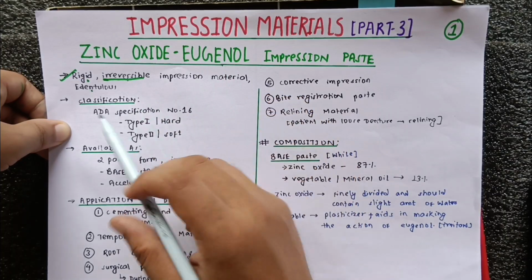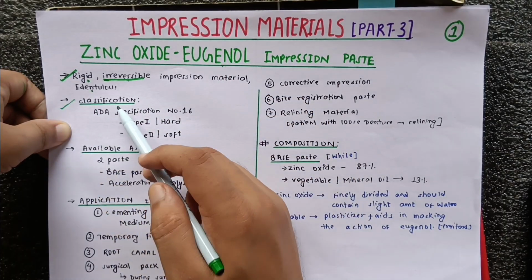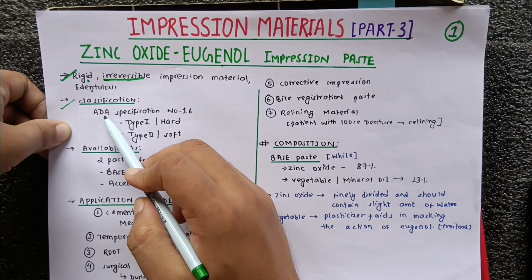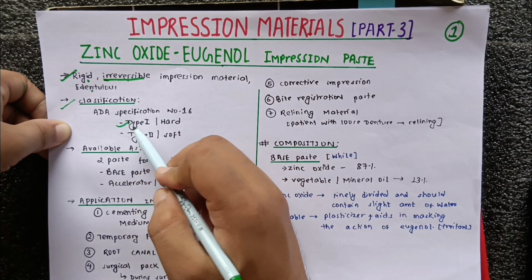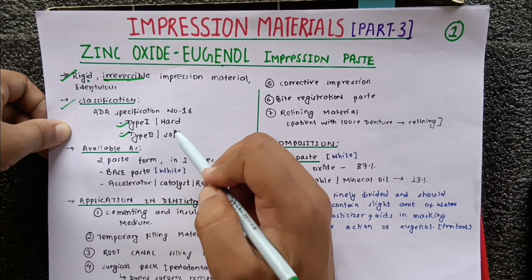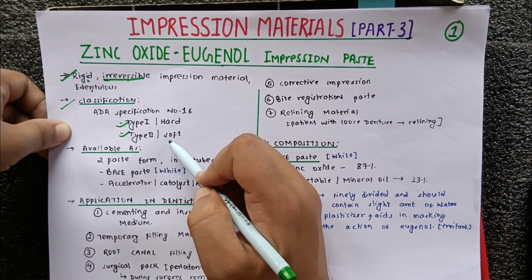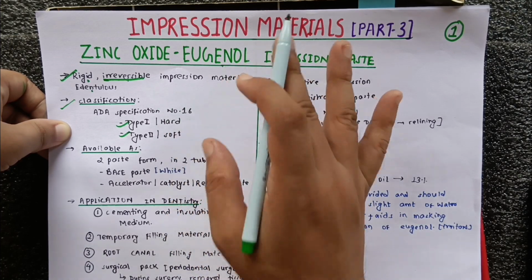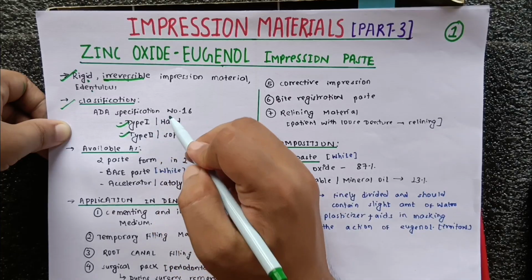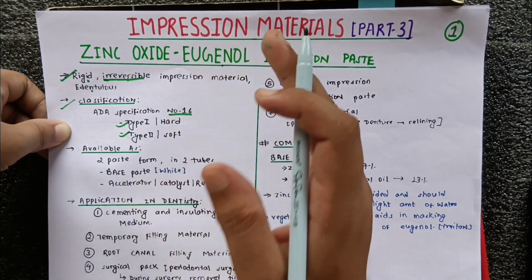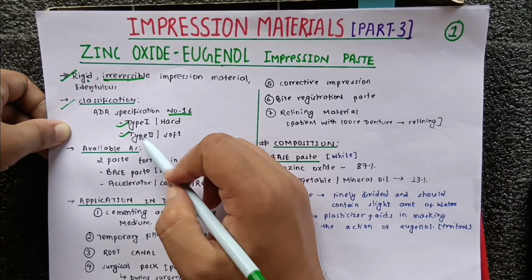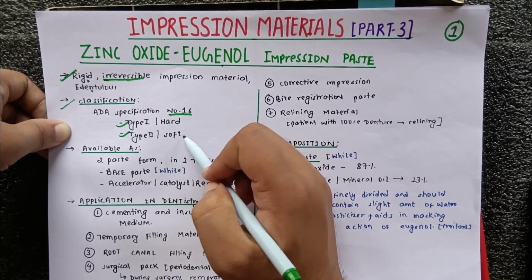Now in the classification, according to ADA specification number 16, we have type 1 and type 2. Type 1 is the hard and type 2 is the soft type of zinc oxide eugenol impression paste. This is important: the ADA specification number is 16. According to it, type 1 is hard and type 2 is soft.